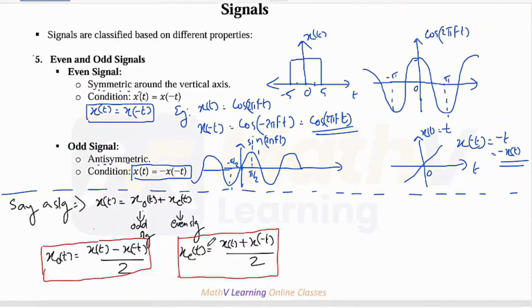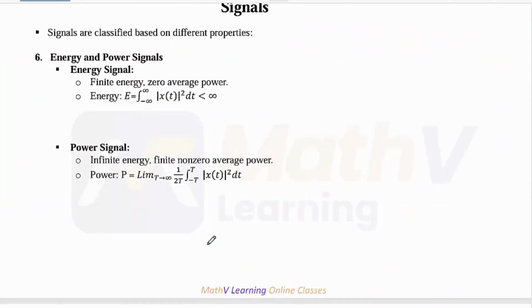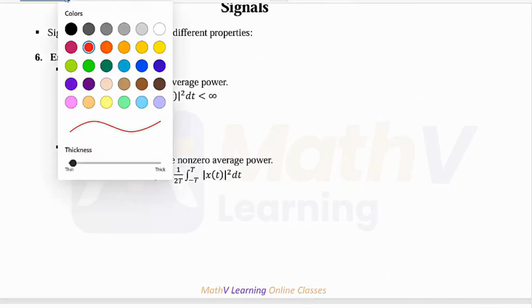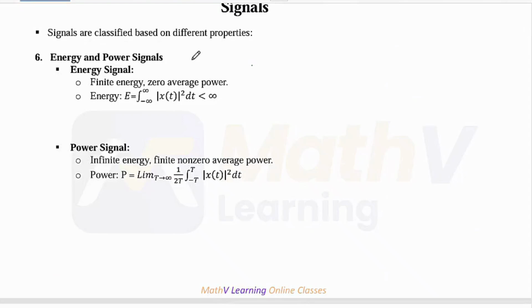This is also important. Okay, now the next category of classification is energy and power signal. So how can we say whether a signal is an energy signal or a power signal? If a signal is an energy signal, it will have finite energy while zero average power.